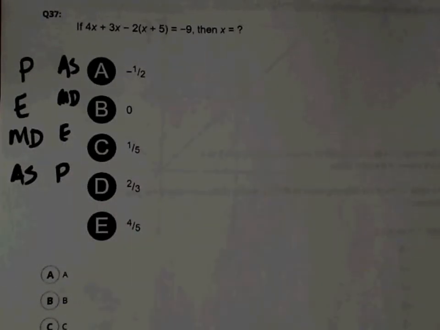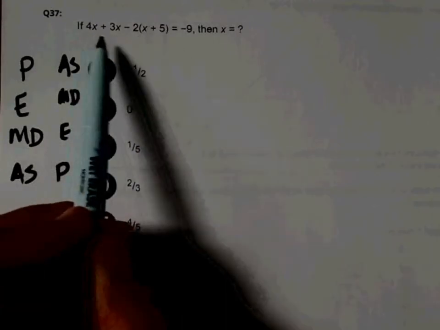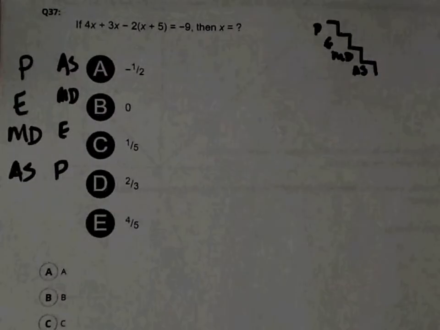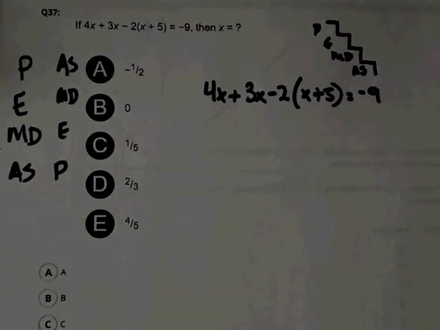Now, since we have some condensing that has to happen here, we're actually going to use both sides. We're going to go down the steps to go up the steps. So we're going to take care of parentheses, exponents, multiplication, division, adding and subtracting. And then we're going to work up the steps after we get it all condensed down. All right. And so my problem is 4x plus 3x minus 2 times (x plus 5) equal to negative 9. Everybody good? All right.